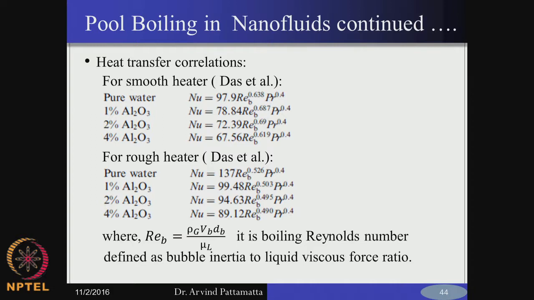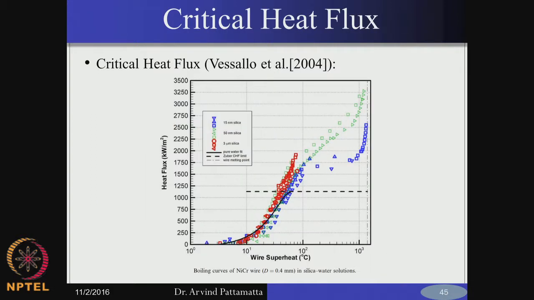So, these are for the pool boiling case, and a very important aspect of nanofluids is not only the deterioration of heat transfer coefficient, but the critical heat flux is enhanced by the addition of nanoparticles. This is very important, for example, in nuclear safety. Okay. So, if you are talking about boiling water reactors, so these boiling water reactors they are boiling at say certain values of critical heat flux.